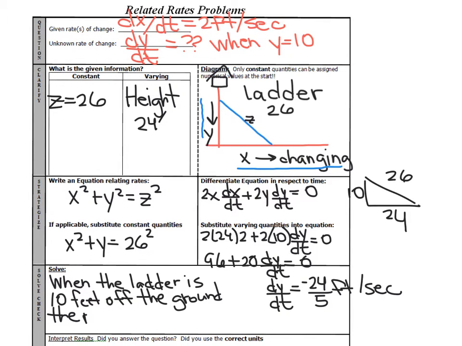The rate of change of the ladder is negative 24/5 feet per second. Now it's negative because the ladder is falling down. Okay, now let's look at another typical problem.